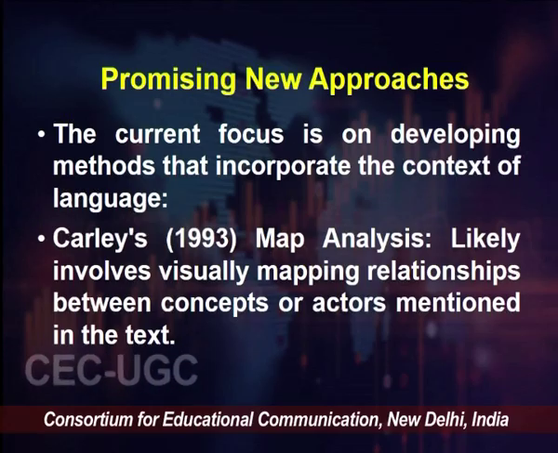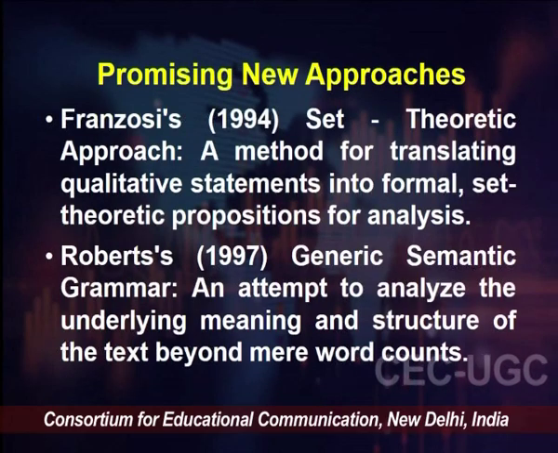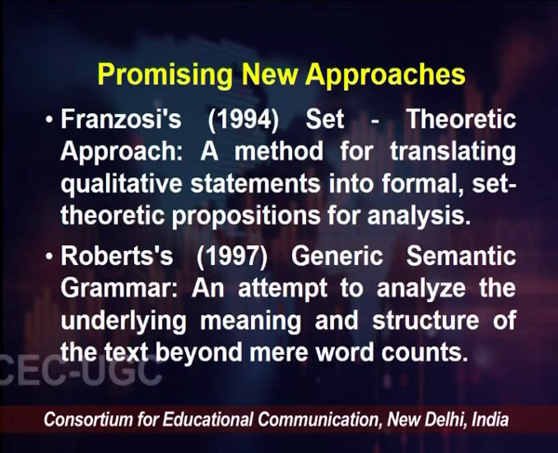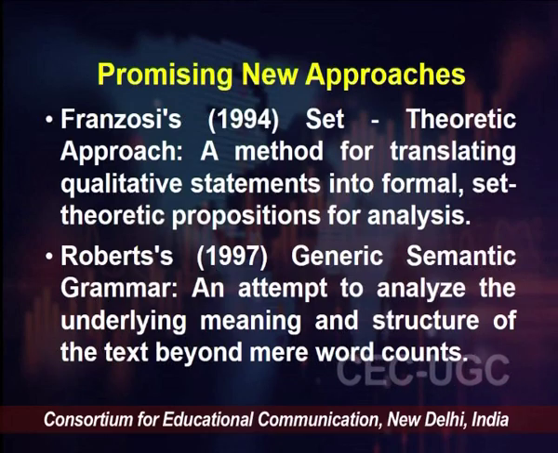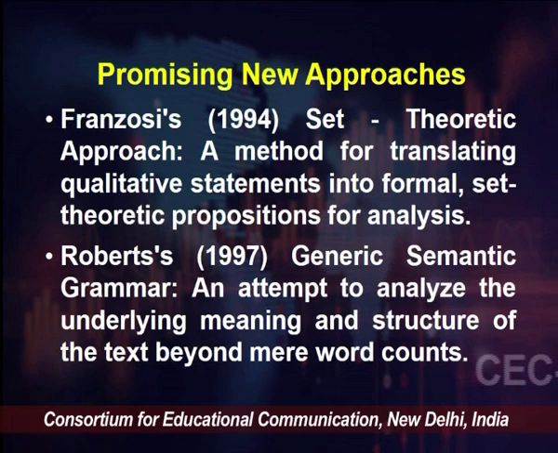Likely involves using mapping relationship between concepts or actors mentioned in the text. The second new approach is Franzosi 1994 set theoretic approach, a method for translating qualitative statements into formal set theoretic proposition for analysis. The third is Roberts 1997 generic semantic grammar, an attempt to analyze the underlying meaning and structure of the text beyond mere word counts.